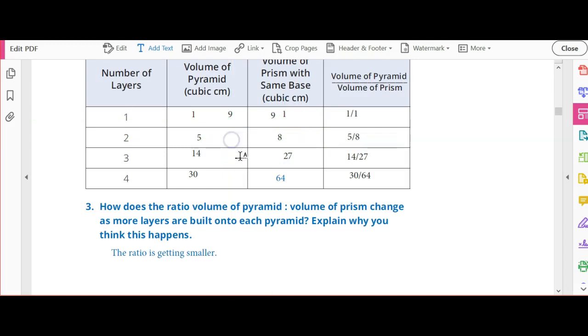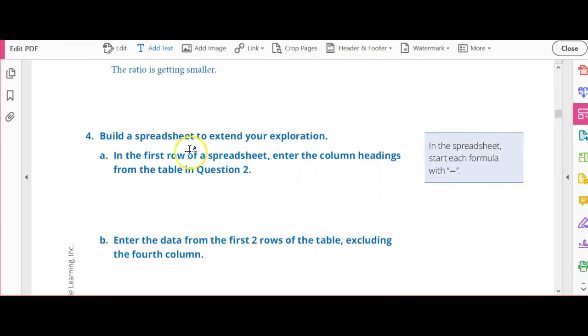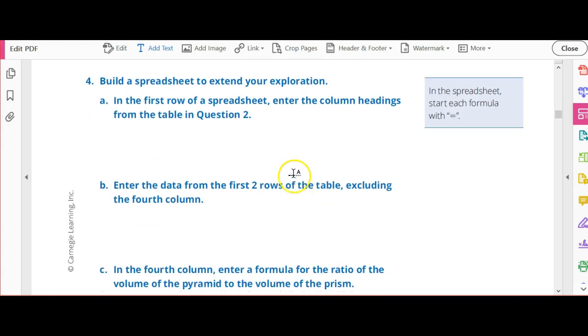Now if I had 2 layers and it was a pyramid, yeah, no, that has to be it. Anyway, here's the point. It says if you keep going, build a spreadsheet to extend your exploration. In the first row of a spreadsheet, enter the column headings. How good are you guys at spreadsheets? Spreadsheets are really, really powerful tools.